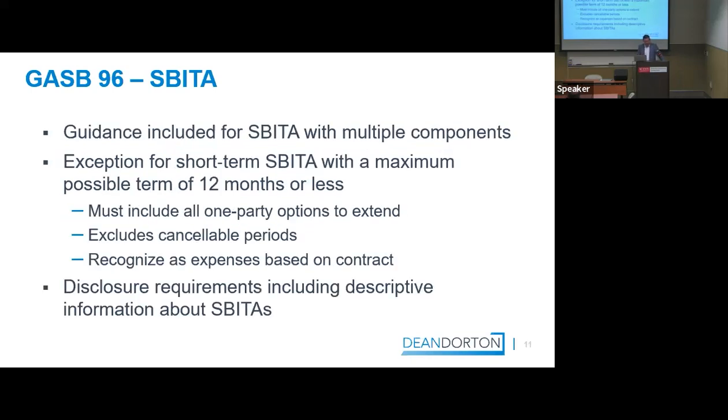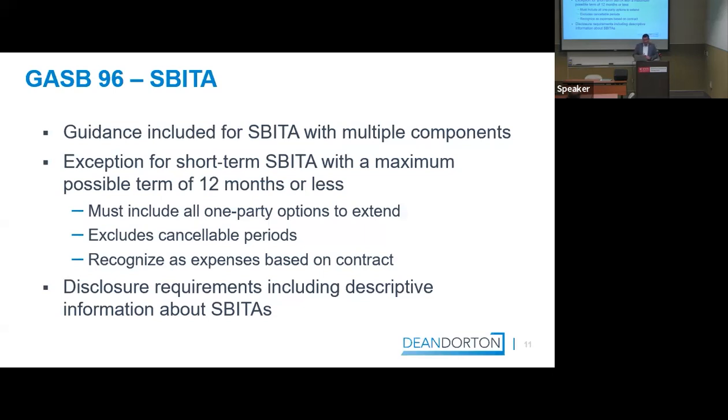GASB 96 does provide guidance around SBITAs with multiple components. In essence, if you have multiple components associated with it, whether it's multiple modules, or if you've got one contract with, let's say, Adobe, but you're buying two different products from Adobe, you have to separate the components and analyze the components on a standalone basis. You've got to allocate the contract price between the multiple components of the contract to determine what your assets are. It can get a little complicated, but if you have any questions, you can call us anytime.